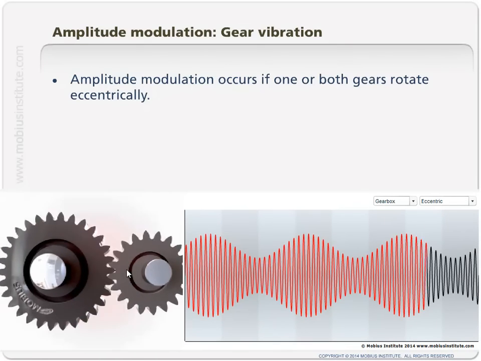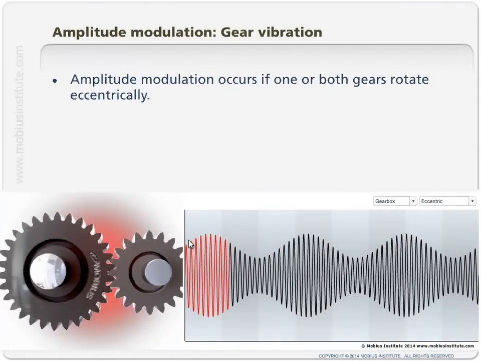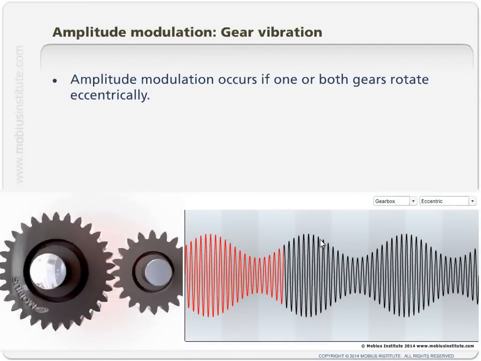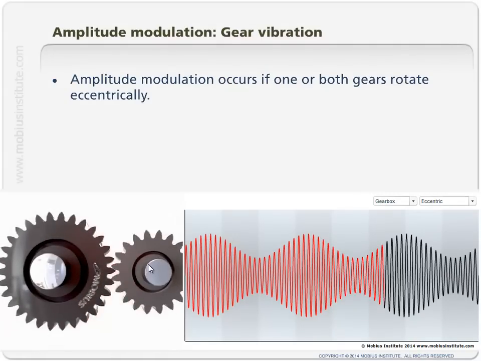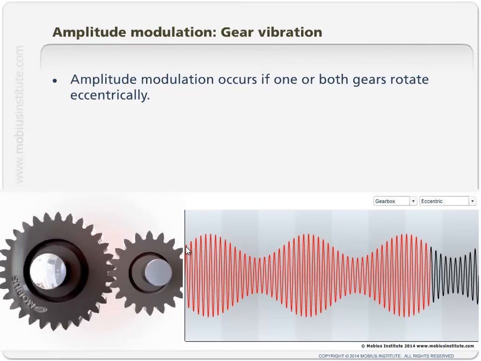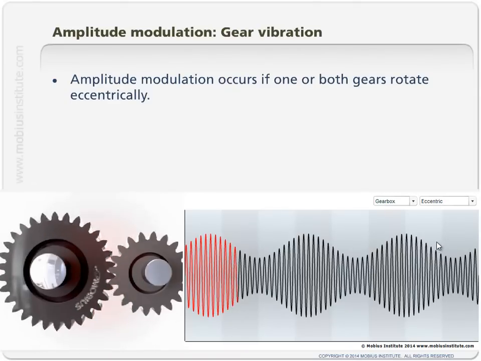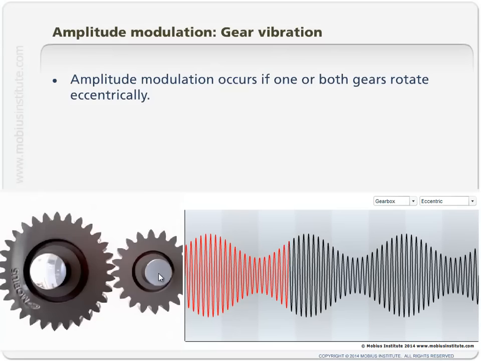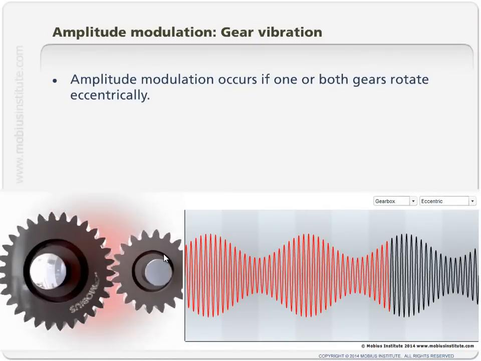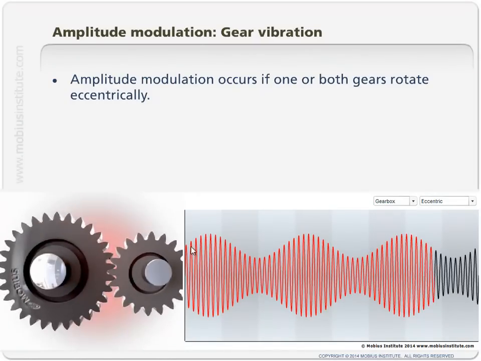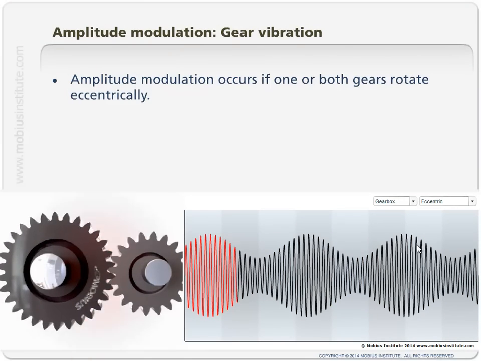Now, my animation is really exaggerating that point, but as a result, we've got our gear mesh frequency, but it rises and falls thanks to the eccentric motion. If it's this gear that's eccentric, then the rise and fall, that sideband frequency and that time between the cycle that you can see here, is related to the turning speed of this pinion. If on the other hand it was this gear that was eccentric and this one was not, then I would see the same sort of shape, except given that this is turning at a lower speed, the rise and fall would be at a lower frequency.